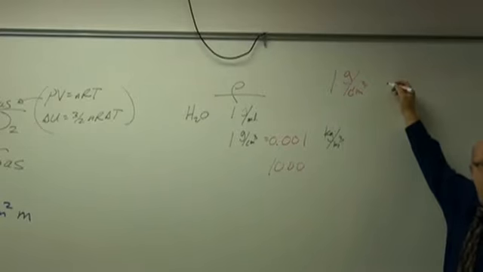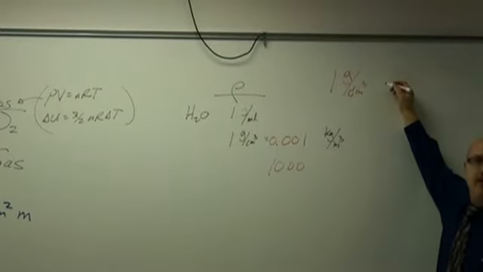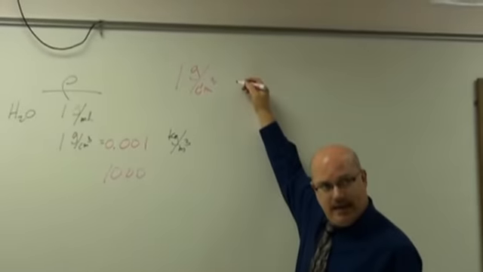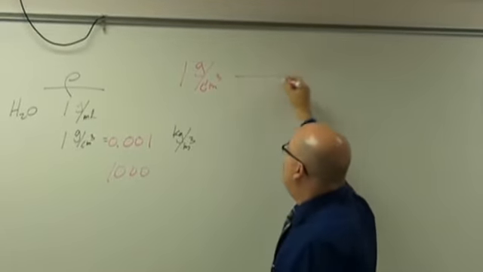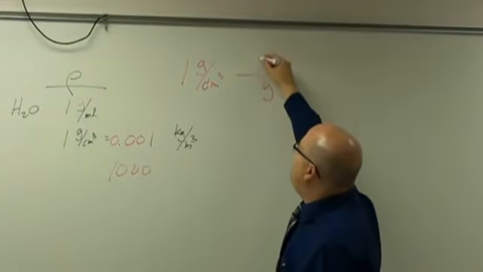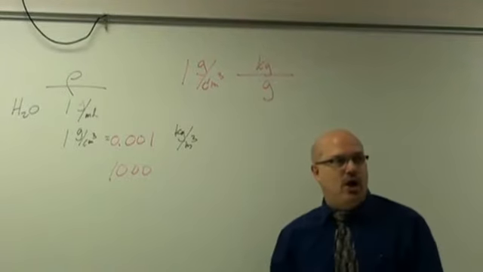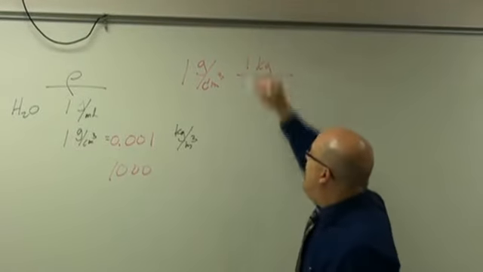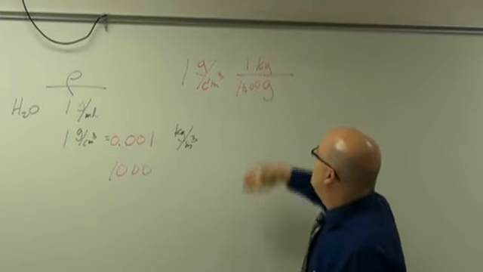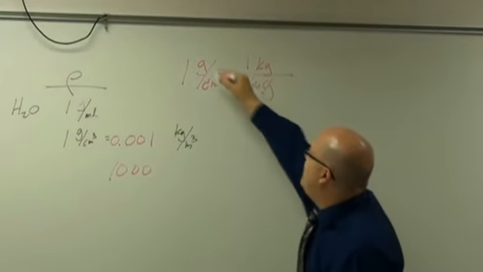Come on, we've done this many times before, and you're all trying to do it in your head and take shortcuts. Do it right. Grams down here, kilograms up here. Which one's bigger? Kilo. How many grams are in a kilogram? 1,000. So it's 0.001 kilogram. Okay, that takes care of that.